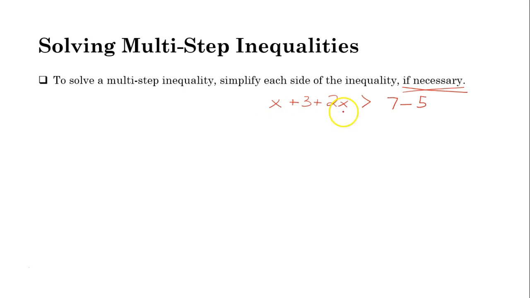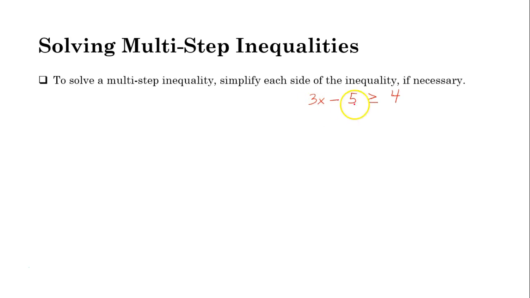Here on the left side of this inequality, we have like terms. So we would combine those. x plus 2 more x's is 3x's. So 3x plus 3 is greater than, and I can simplify 7 minus 5. 7 minus 5 is 2. So there's an example of the first thing you do. If necessary, simplify each side of the inequality.